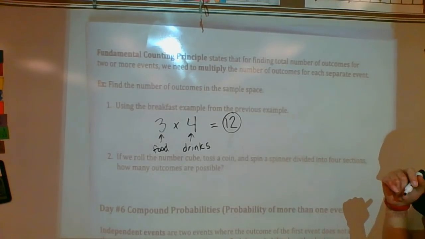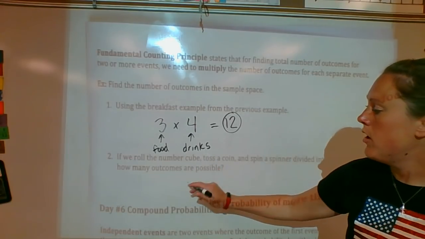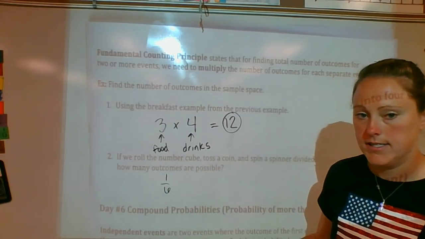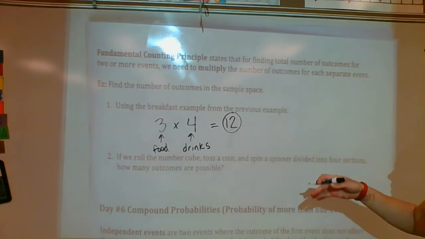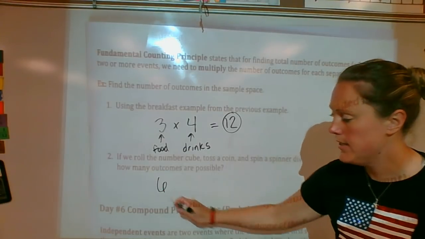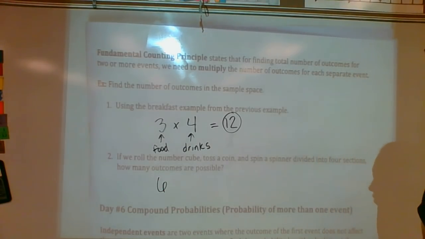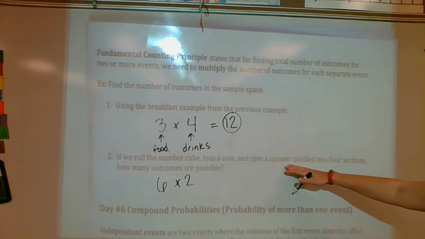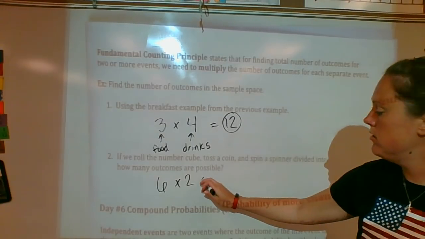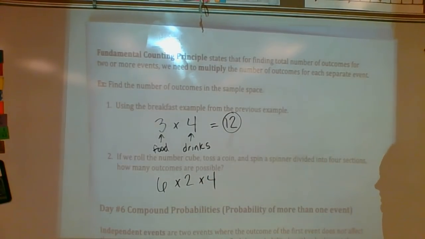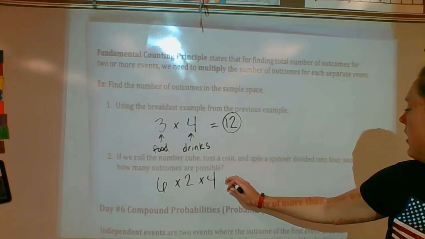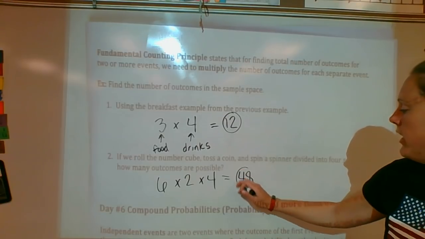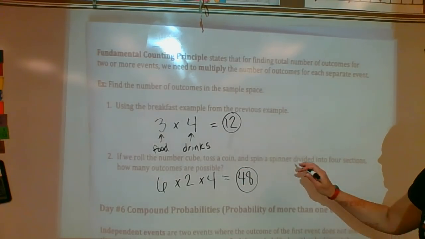Okay, so same thing for the second one. If I rolled my number cube, that would be something that would have a 1 out of 6 odds. But we're just looking for the total number of outcomes. So the number for that event we would just say is 6. I'm then tossing a coin. I would have 2 possible outcomes for that. And then I'm doing a spinner that's divided into 4 equal sections. So 6 times 2, there's 12 possible combinations, times 4 more for my spinner, gives me a total of 48 outcomes. Okay. I can make a diagram if I'd like.